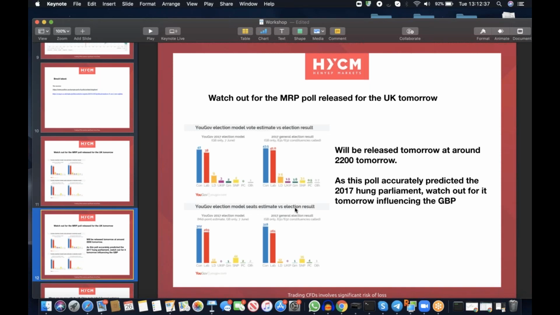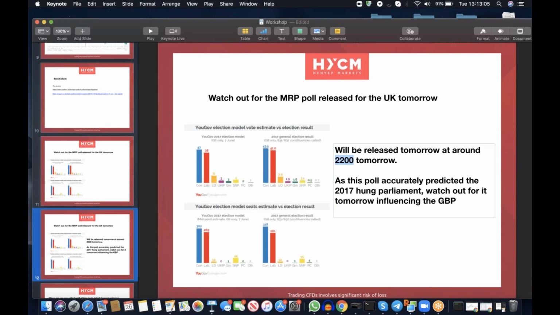Okay, so very close. Similarly, this was the seats in Parliament predicted by the YouGov poll on the left-hand side, and this was the seats predicted on the right-hand side. You put those together, and you can see that it was very close. So it's this poll, the MRP poll. It's due to be released tomorrow at around 10 o'clock. So all pound traders, be aware of that.